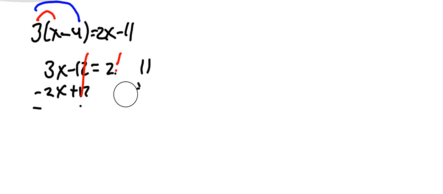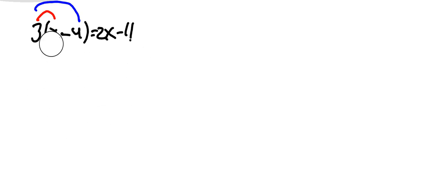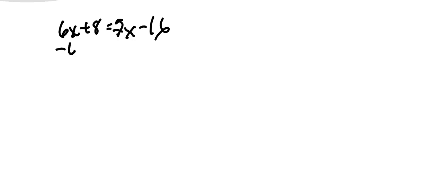Let's do some more practice with that specific. So we have 6x plus 8 is equal to 7x minus 16. As we said before, we don't really want to deal with negatives, so let's move this 6x to the other side. So we're going to subtract 6x, and then we subtracted from this left side.